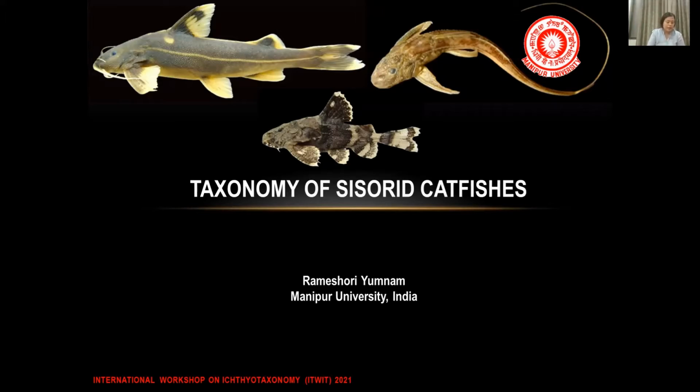My talk can be broadly classified into three segments. The first is discussing the techniques of how to identify a Sisorid catfish. The second segment will be knowing the various generic characters of some of the Sisorid catfishes in Northeast India. I have covered only the genera which are found in Northeast India, but the techniques of how we identify a Sisorid catfish will be similar all over the world.